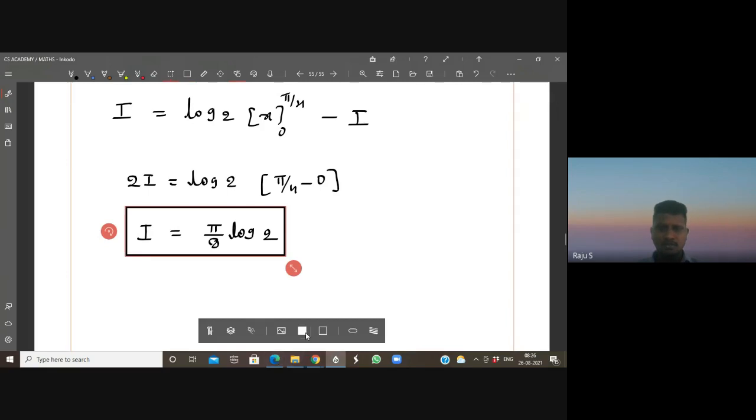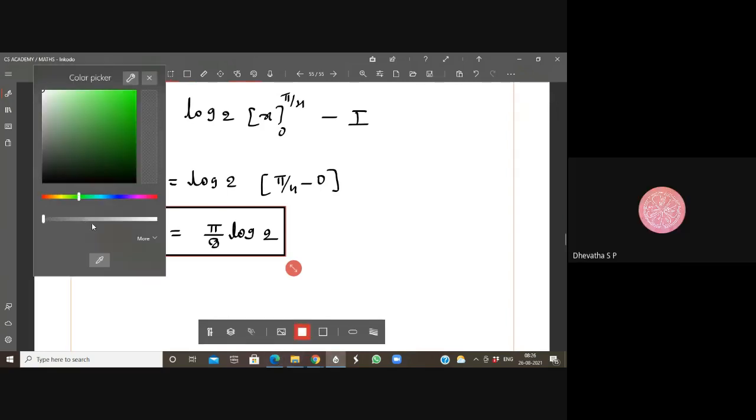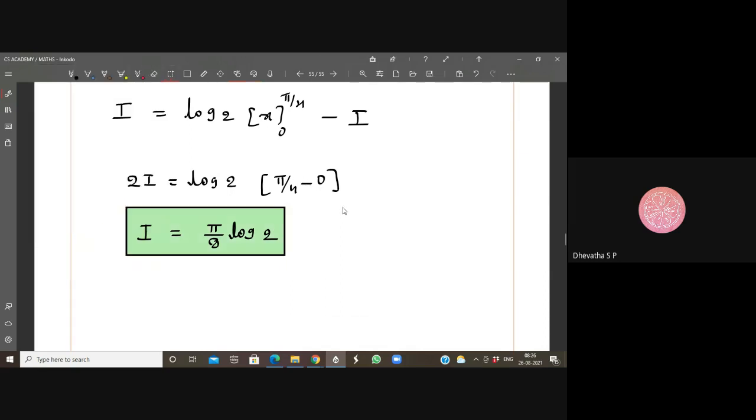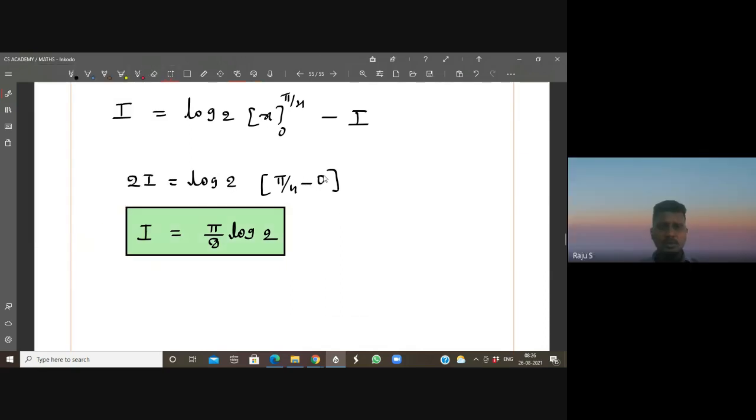Sir, won't it be log 2 times pi by 4 minus log 2 times 0, sir? Log 2 into 0 is 0 only, no? So log 2 into 0 is 0, no need to write. Okay, is it clear? When you multiply, it will become 0. Fine, this is the answer.